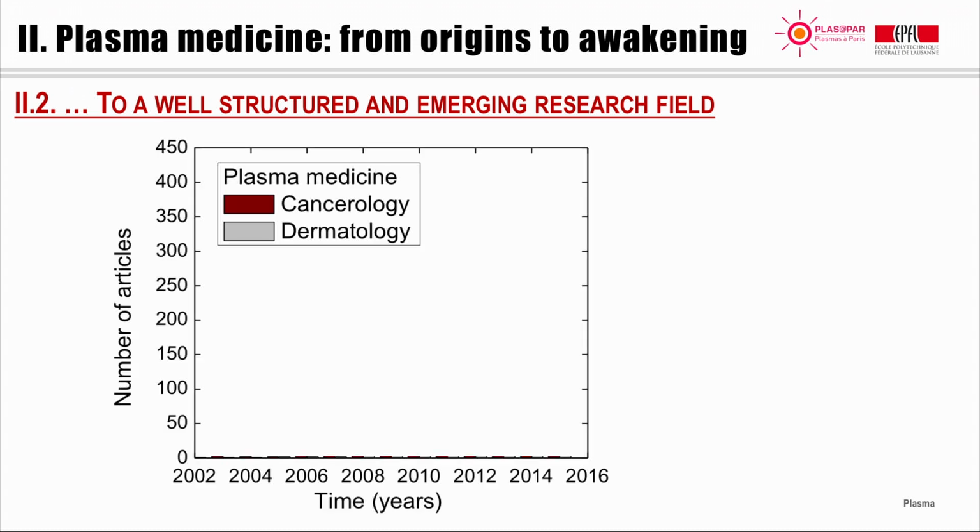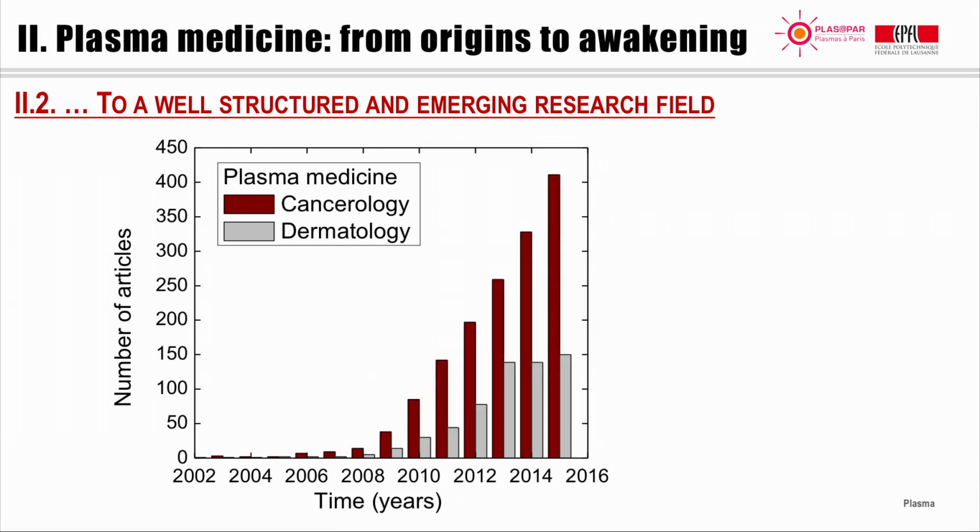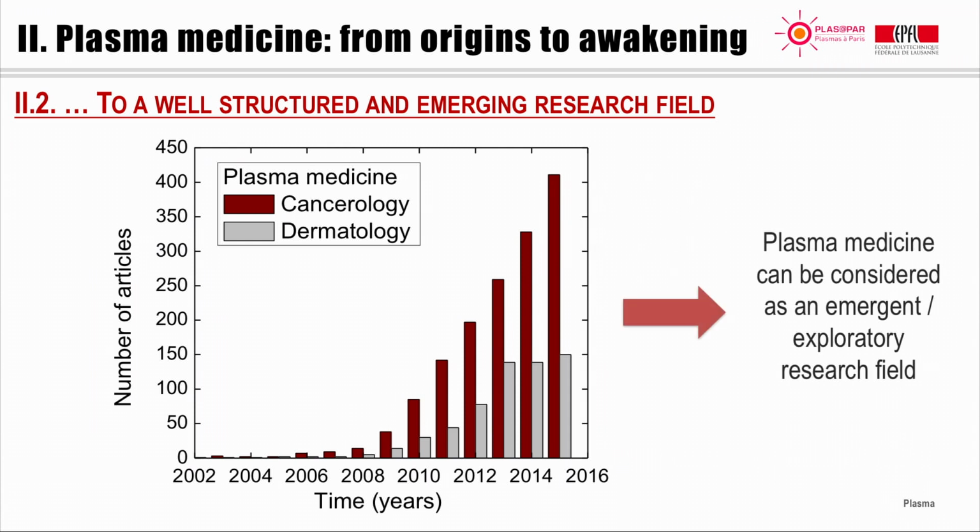One can get an idea of its emerging nature by visiting the Google Scholar search engine and typing sentences like plasma medicine plus cancer or plasma medicine plus dermatology. Then, the annual number of articles published per year on these research activities can be measured. On this graph, we clearly observe that plasma medicine started around 2006 and that the research works in cancerology and in dermatology have continued to grow inexorably. For this reason, the academic research in plasma medicine can be considered as emergent or exploratory.